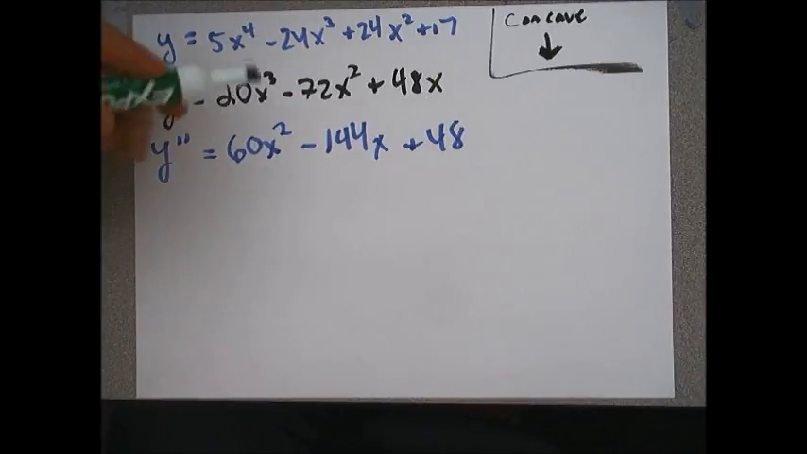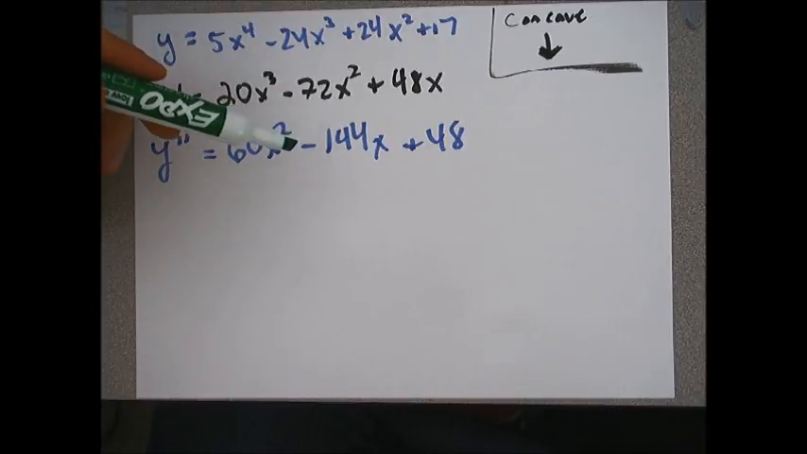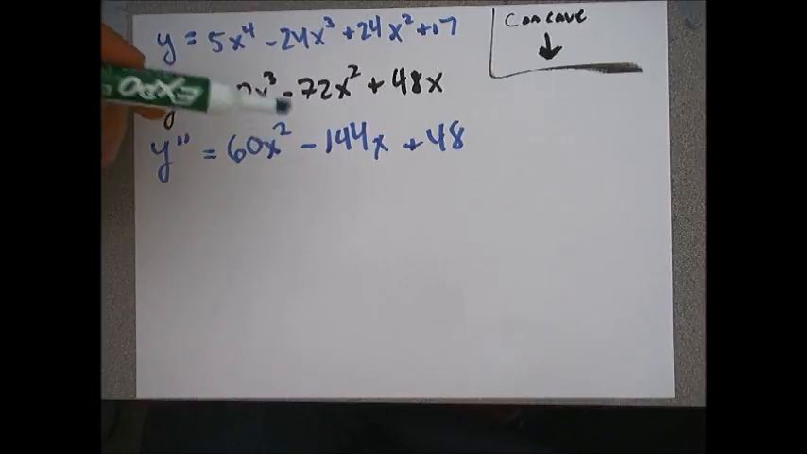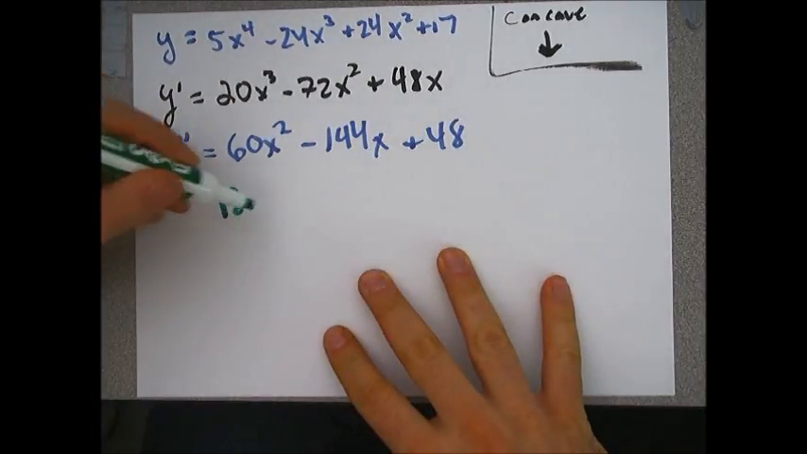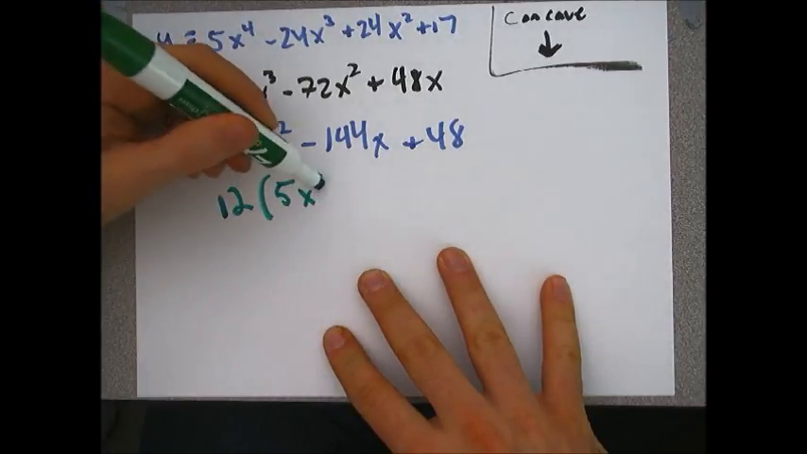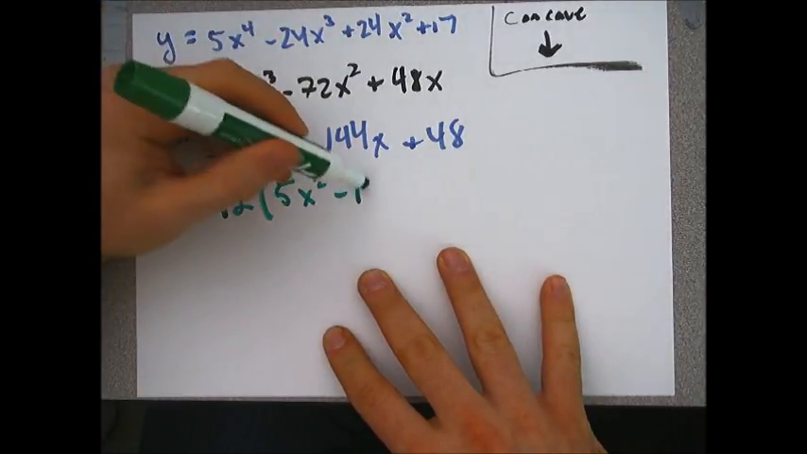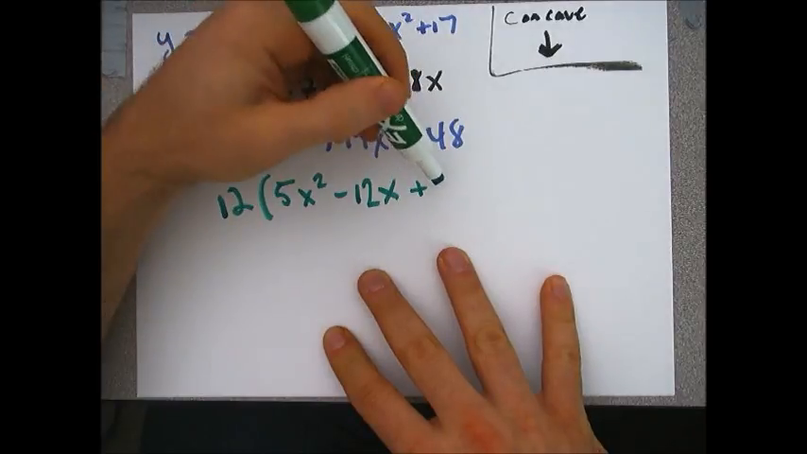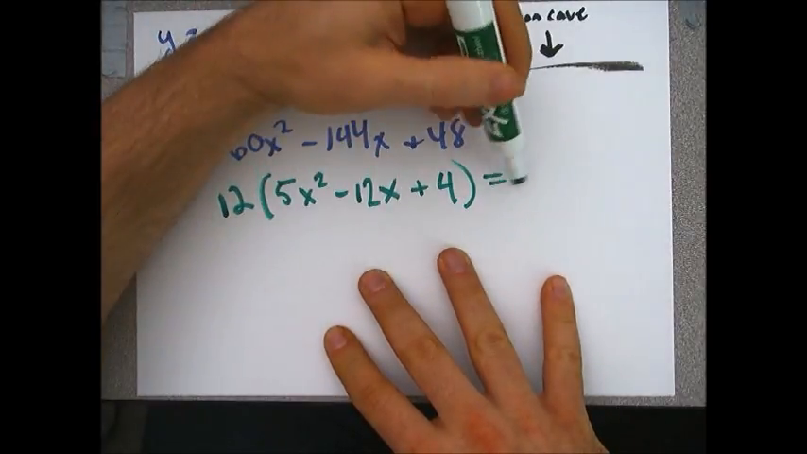I'm going to say, is this divisible by anything to make my factoring easier? 60, 144, and 48 are all divisible by 12. So I'm going to pull that 12 out, and what does that leave me? 5x squared minus 12x plus 4 is equal to 0.